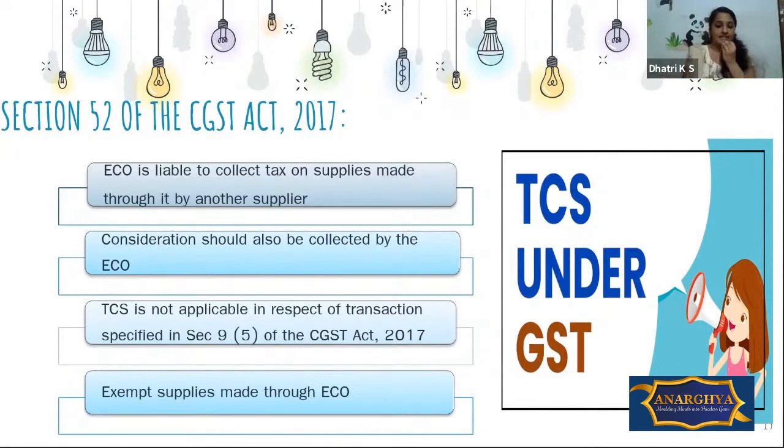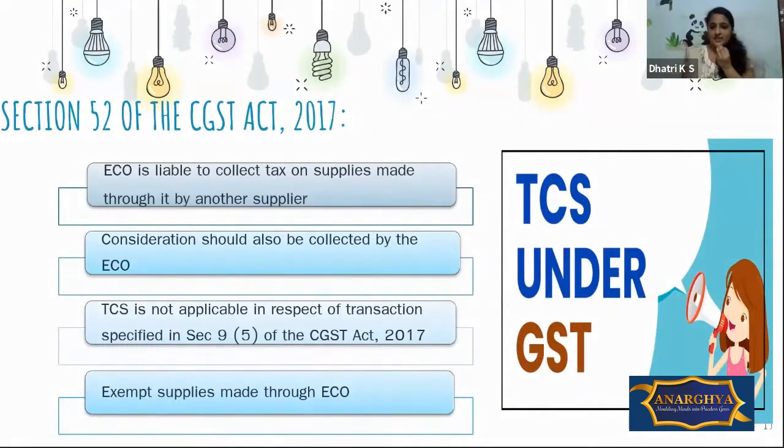Next is, TCS is not applicable in respect of transactions specified under Section 9, Subsection 5. So Section 9, Subsection 5 and Section 52 are mutually exclusive. If a service is specified under Section 9, Subsection 5, then this section is not applicable. And Section 52 specifically says that tax needs to be collected at the rate of 1% on net value of taxable supplies made through ECO. Hence, collecting tax on exempt supply is not applicable in this case.